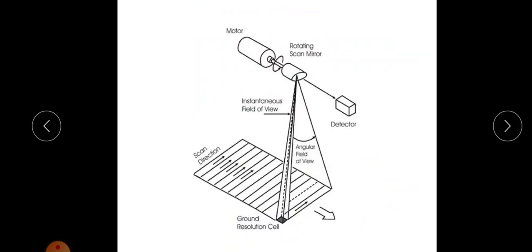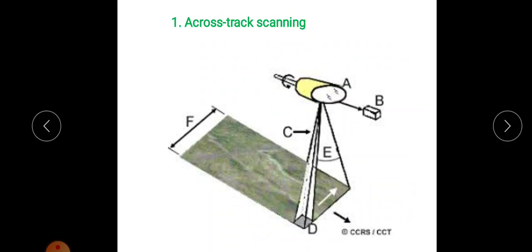These two are across track scanning. This is the sensor, which is moving in this direction, and while it is moving in this direction, it will take the features of Earth's surface. Based on the direction in which we are taking the features on Earth's surface, scanning systems are of two types. First one is across track scanning, second type is along track scanning.